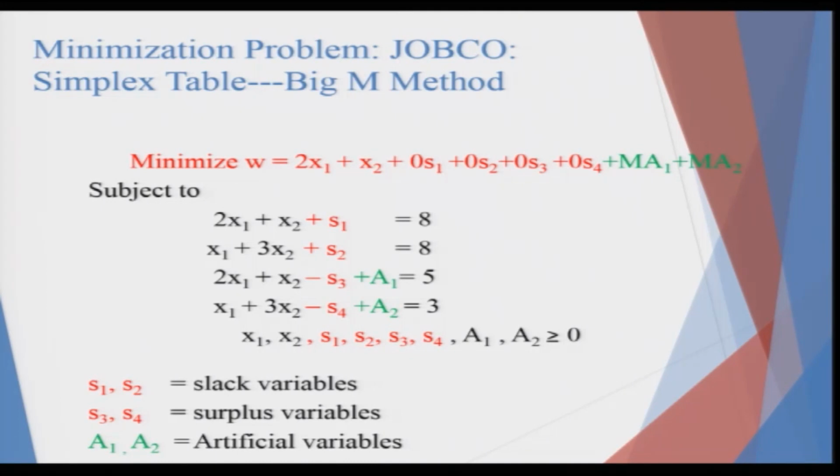Now, the other two constraints were like this: you had 2x1 plus 2x2 greater than or equal to 5, and x1 plus 3x2 greater than or equal to 3. So, adding in the negative sense S3 and S4 would basically make them exactly equal to 5 and 3, but those values would be negative. In order to overcome that, you add the artificial variables, given by the symbols A1 and A2, corresponding to the third and the fourth constraint.